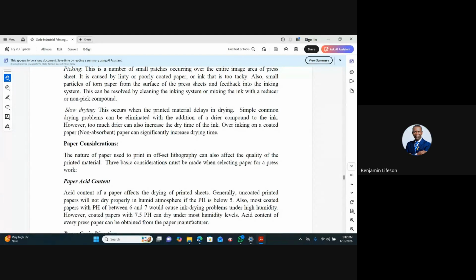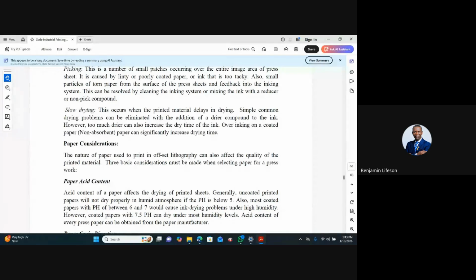Okay, so sometimes you print, and within 24 hours you realize that when you place your finger on it, it is still sticking to your finger, which means it is not dry yet for you to even begin your folding or collating. And so that is a problem, and we said that that problem can also be resolved.